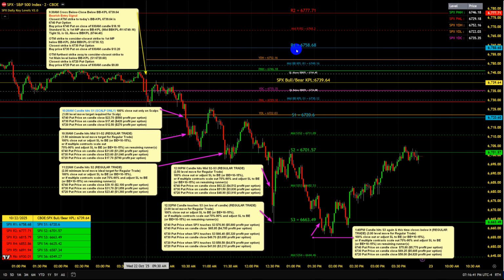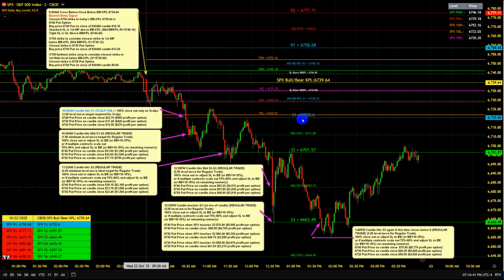Now, if you were taking a bearish trade off of R1, then you would simply use the midpoint above R1 as the standard stop loss for your bearish trade you're taking off of R1. And if you were taking a bullish trade off of R1, then the first midpoint below it would be your standard stop loss for a bullish trade off of R1. Same thing on the levels below.